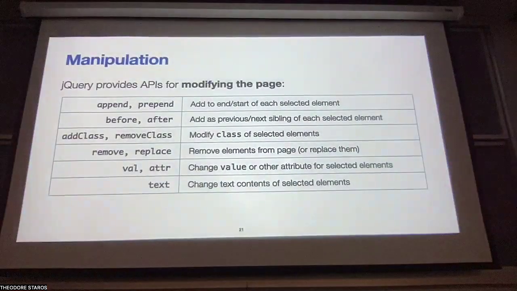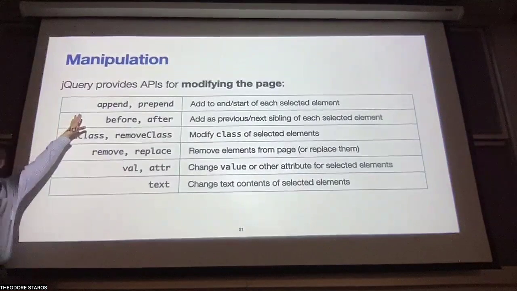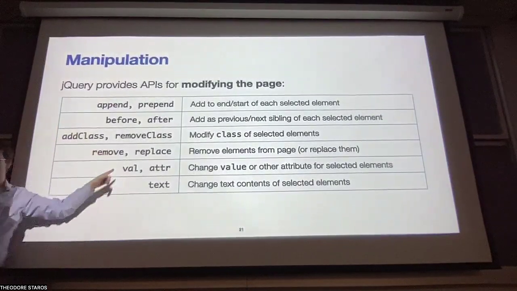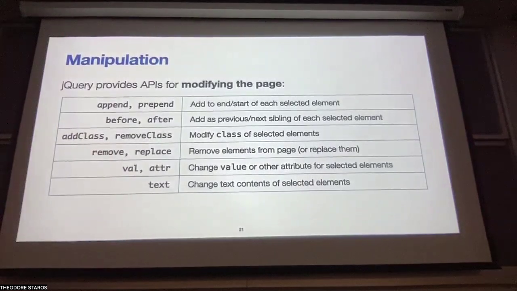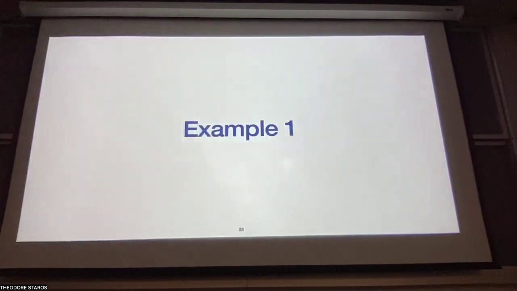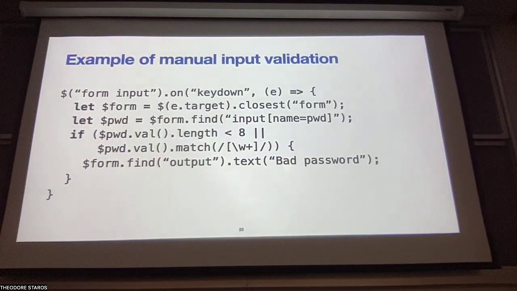Okay, so we have a bunch of APIs for modifying the page. They're fairly straightforward. You can create elements, you can remove them, you can modify. Yeah, so let me skip a few APIs, we'll get back to them, and just walk through an example of actually using this.